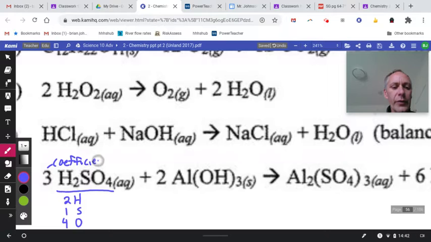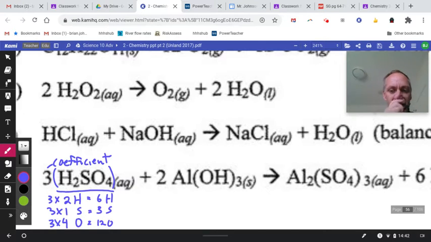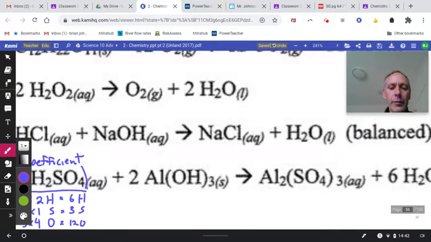So this has a 3 in front of it as a coefficient. So that 3 is multiplied by everything. So that means 3 times 2 hydrogens for a total of 6. 3 times 1 sulfur for a total of 3 sulfur, and 3 times 4 oxygen for a total of 12 oxygen. Okay, let's do one more. Oh, let's do a couple more.